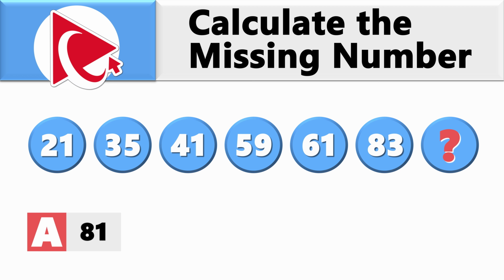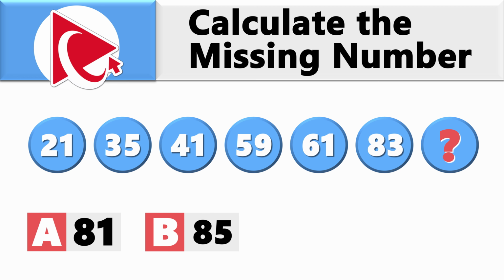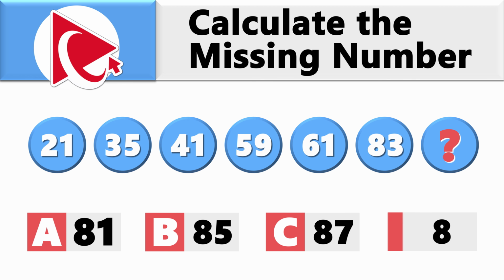Choice A, 81. Choice B, 85. Choice C, 87. And last but not least, choice D, 89. Inspect it with precision to uncover the hidden answer. Give yourself enough time to make sure you can solve the challenge.